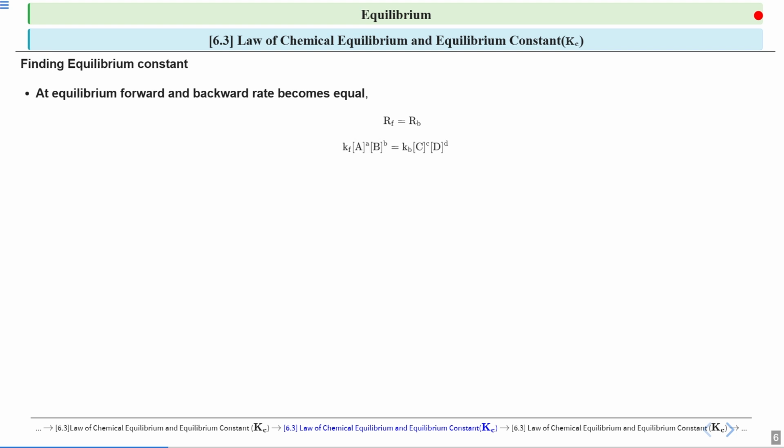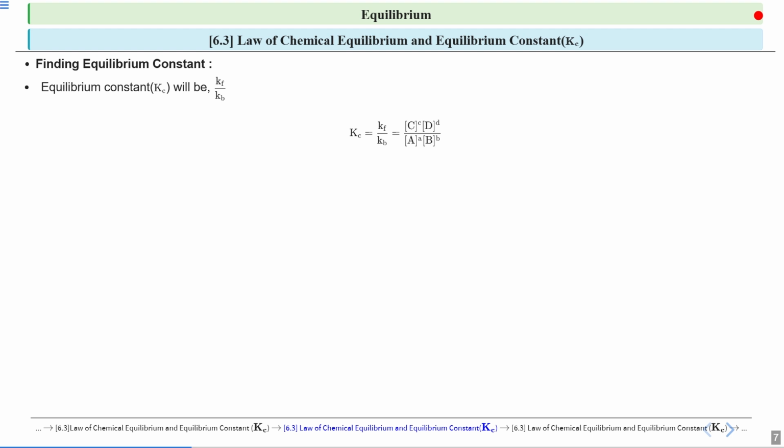Now substituting the values of Rf and Rb, we get Kf multiplied by the concentration of A raised to the power small a, then the concentration of B raised to the power small b. This will be equal to Kb multiplied by C raised to the power small c and D raised to the power small d. Can we deduce this further? Yes, we can find the ratio of Kf to Kb, which is the concentration of the products divided by the concentration of the reactants, where each of these concentration terms is raised to its stoichiometric coefficient.